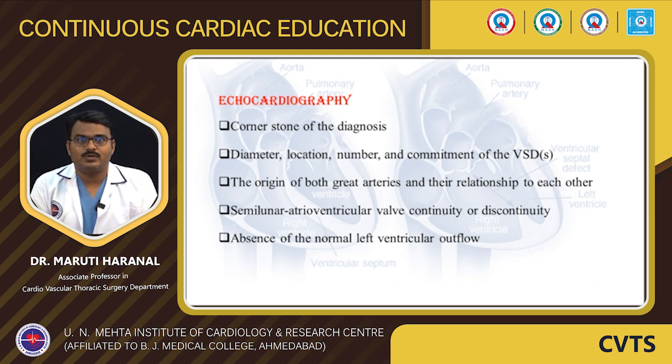Echocardiography is the cornerstone for the diagnosis of double outlet right ventricle. It can give us the information on diameter, location, number and commitment of the VSDs, the origin of both great arteries and their relationship to each other, semilunar atrioventricular valve continuity or discontinuity, and the status of the left ventricular outflow tract.